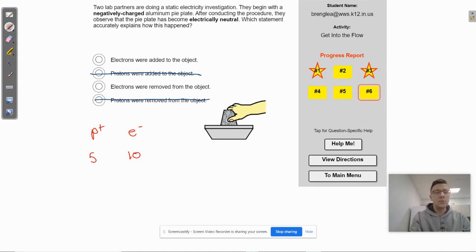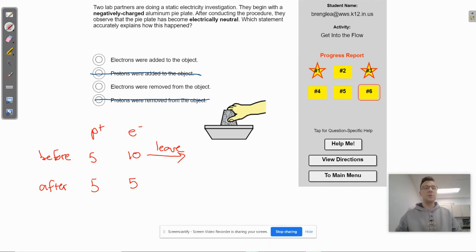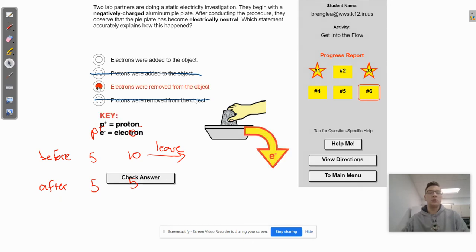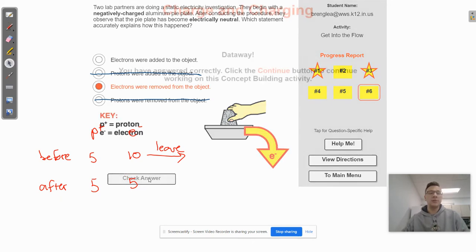We know that the number of protons is not going to change. This is before, this is after. The proton number cannot change. We can't add or subtract protons. So the only thing we can do is have electrons leave. Then we are left with 5 electrons and 5 protons, which would leave it neutrally charged, or no charge. So again, electrons had to be removed from the object for that to happen.